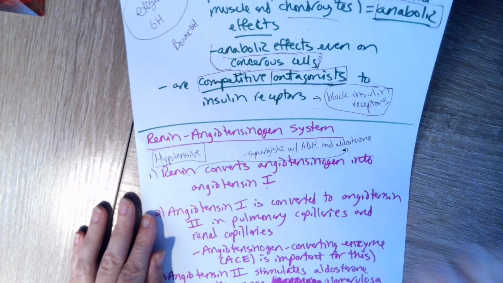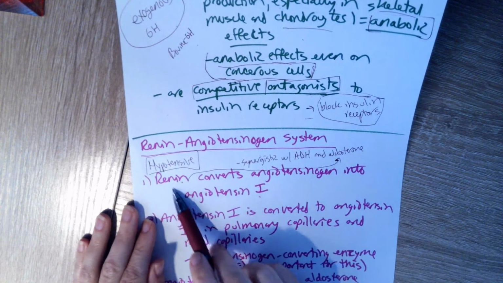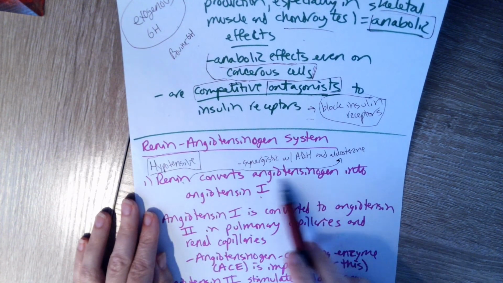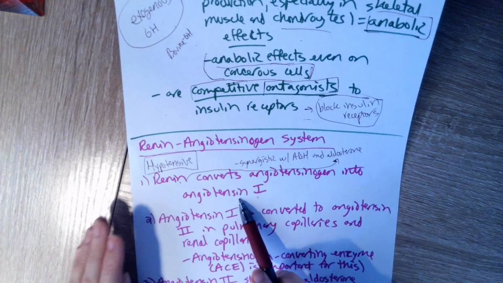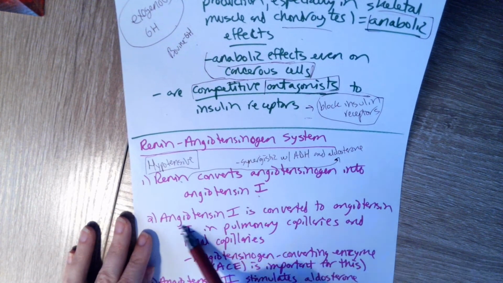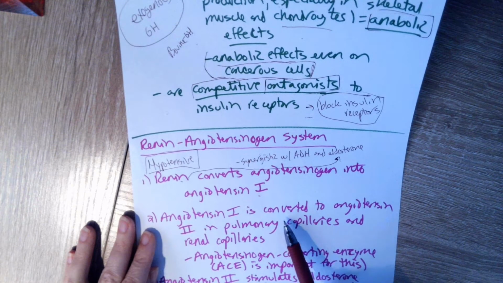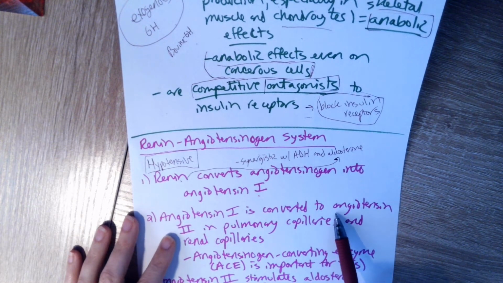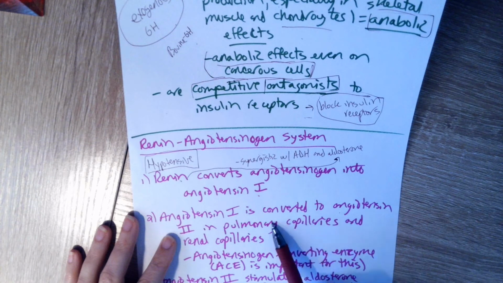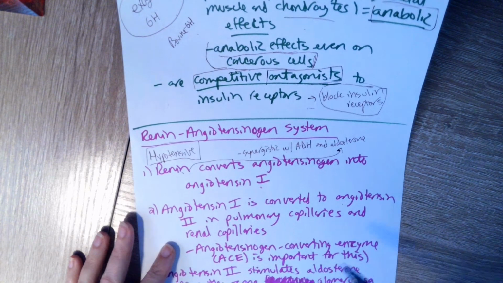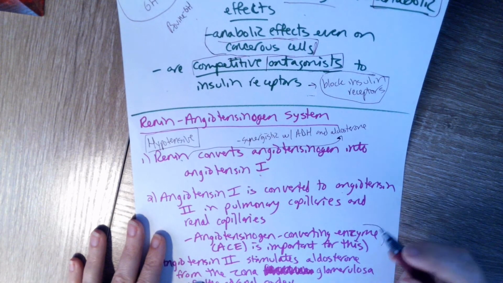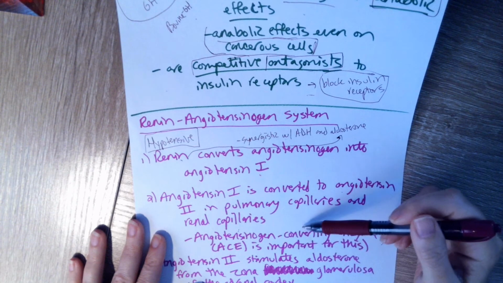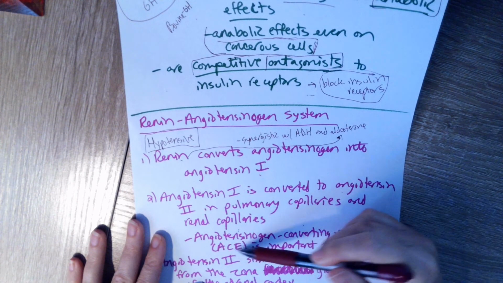Or you have hypotension. What renin does is take a protein from the liver called angiotensinogen and convert it into angiotensin 1. Angiotensin 1 travels through the blood and gets converted into angiotensin 2 in the pulmonary capillaries and the renal capillaries, so capillaries in the lungs and capillaries in the kidneys. This conversion requires an enzyme, angiotensin converting enzyme, or ACE.